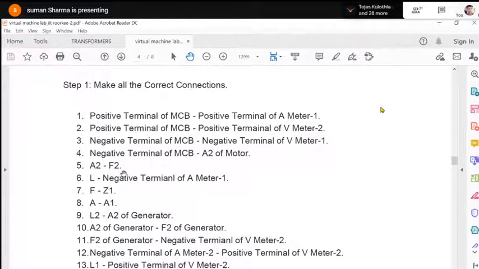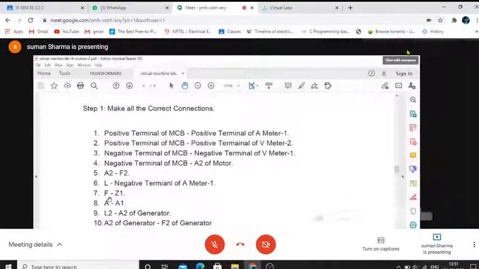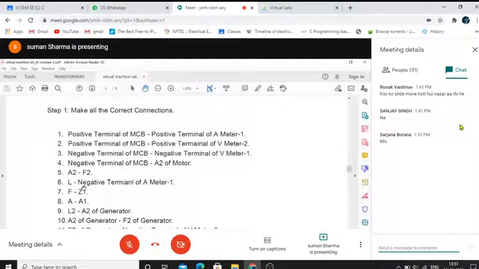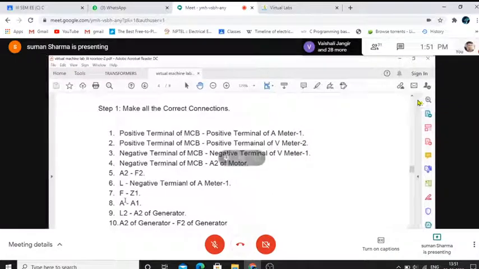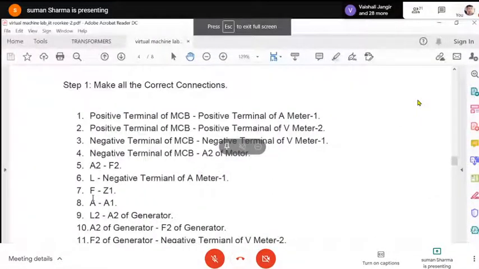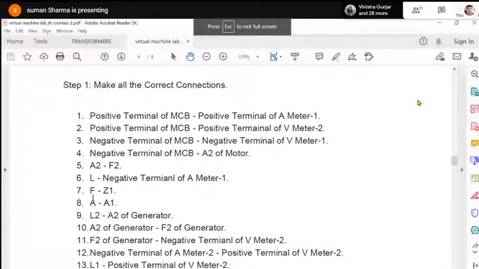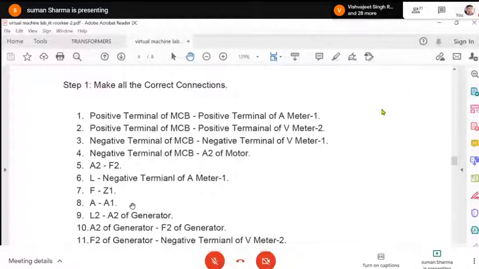L, A, F are the terminals of this starter. So L indicates the line that is connected to the negative terminal of ammeter 1. Then F means field, which is connected to Z1. A means armature, so it is connected to A1. L2 is connected to A2 of the generator. So the armature terminals are A1 and A2 for the generator.